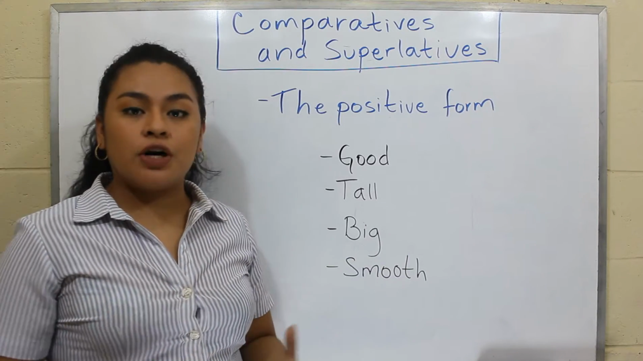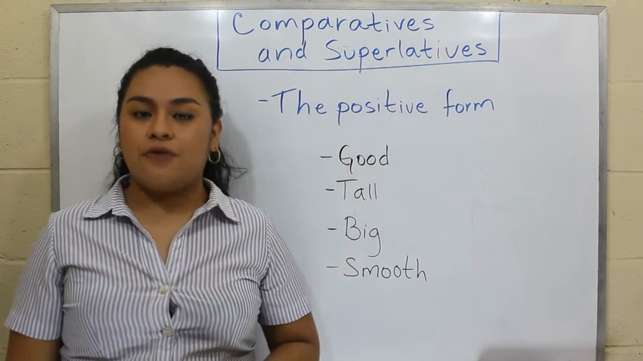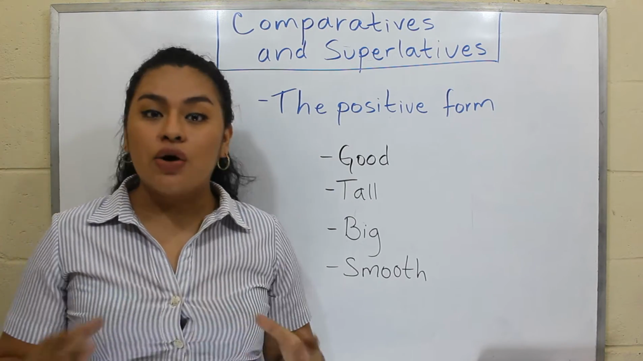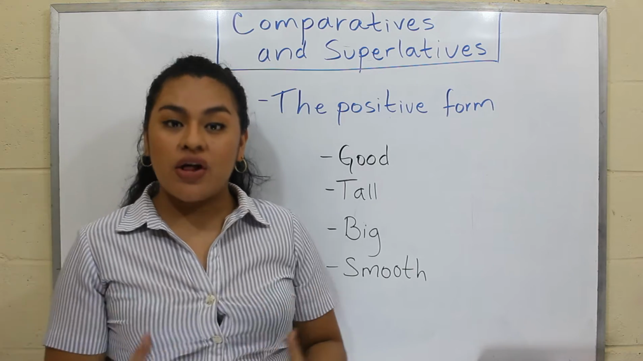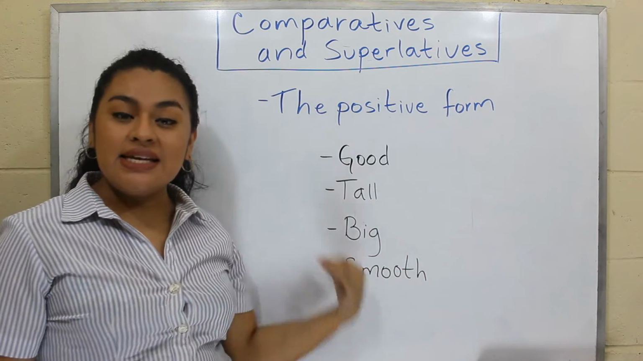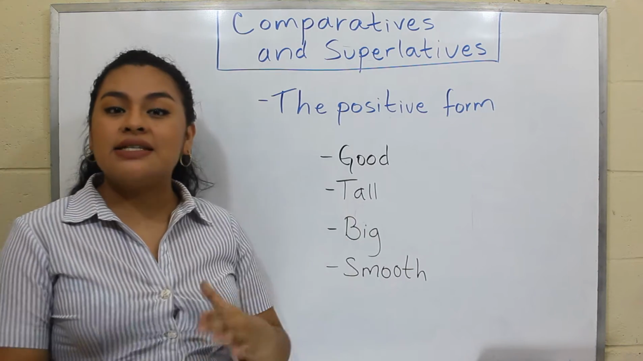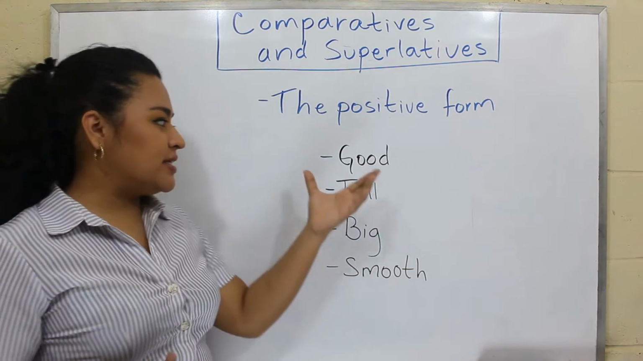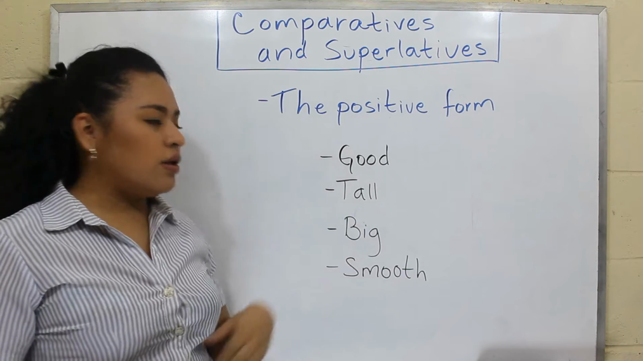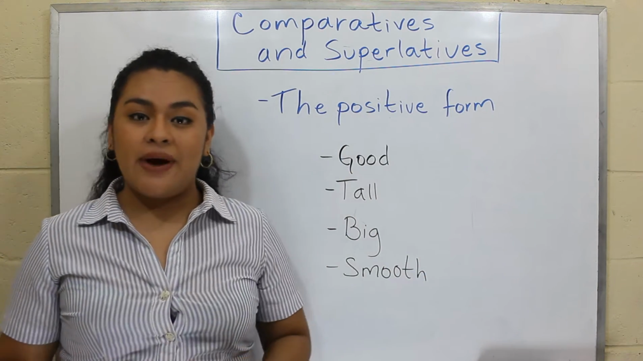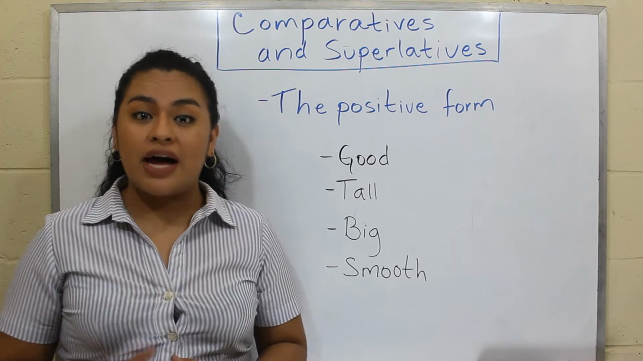So, the first form is the positive form. We use this form to indicate no comparison. Or in other words, we can say that these adjectives belonging to the positive form are the simple adjectives. For example, good, tall, big, and smooth. They are not showing comparison, they are just simple adjectives.